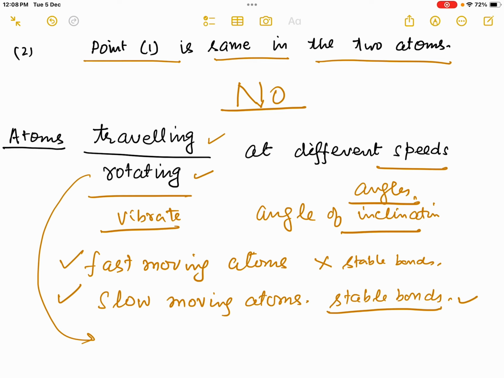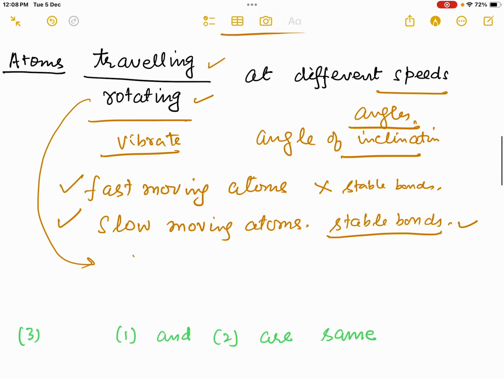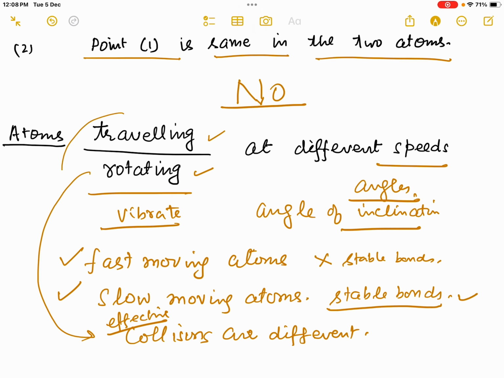different angle, and the angle of inclination is different, and their collisions, the number of effective collisions for a chemical reaction, are different. So they react differently, and hence we say that if these factors are different in two atoms, the atoms are not identical.